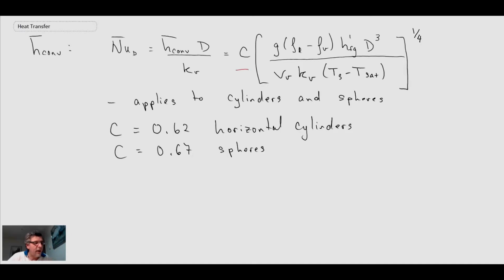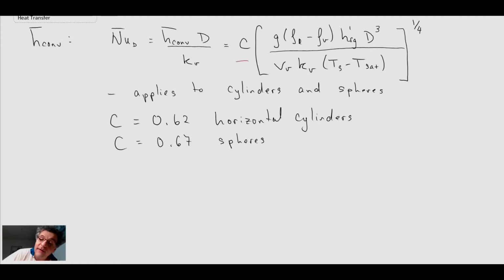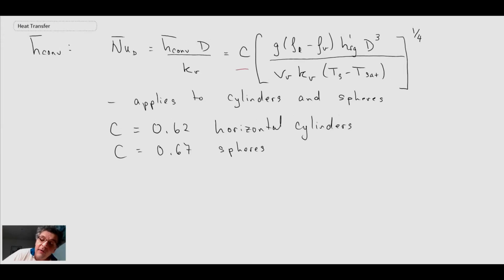Now, the properties here, notice that we have both vapor as well as liquid. So let's begin with vapor. Vapor properties are evaluated at the system pressure. So be careful with that.